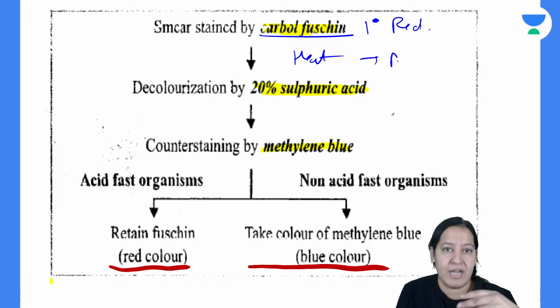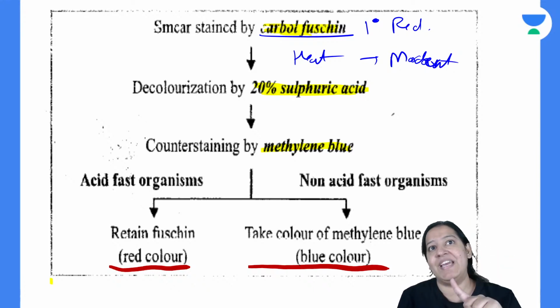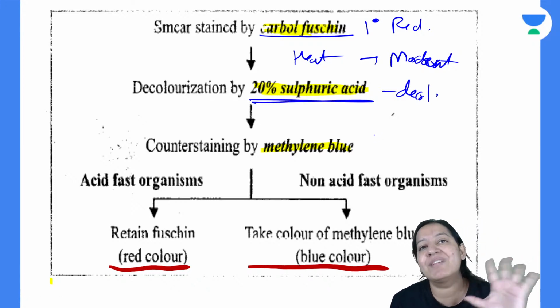Heat is acting as a mordant. यहाँ लिखा नहीं है, you can add mordant. So it is a mordant. वहां पे iodine था, यहाँ पे heat है. Third is decolorizer. Decolorizer वहां पे था ethanol. यहाँ पे 20% H2SO4, 20% sulfuric acid.